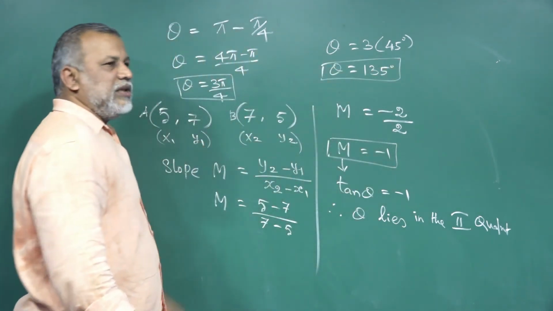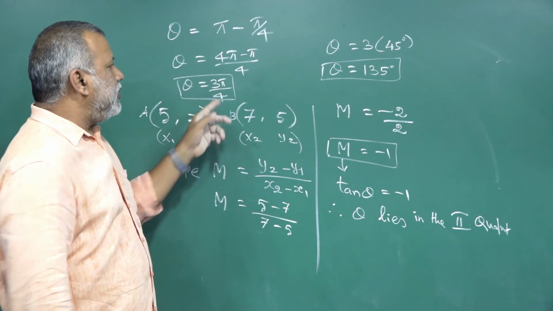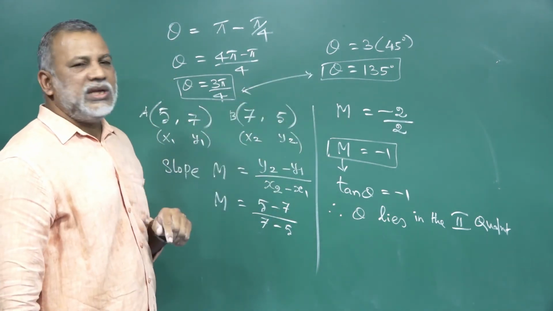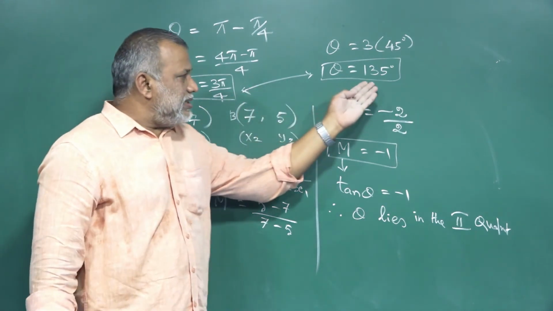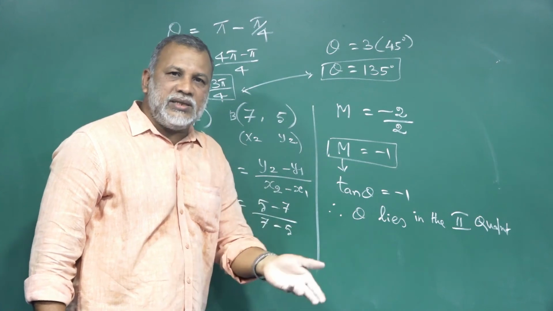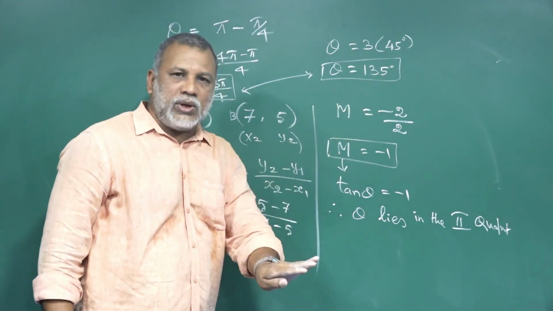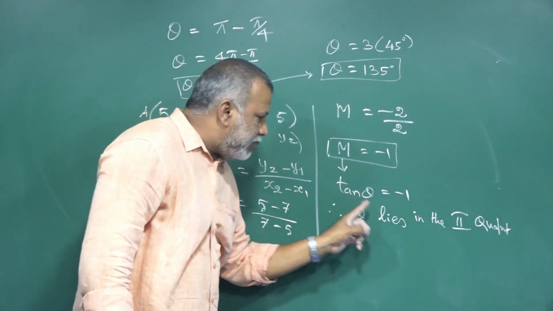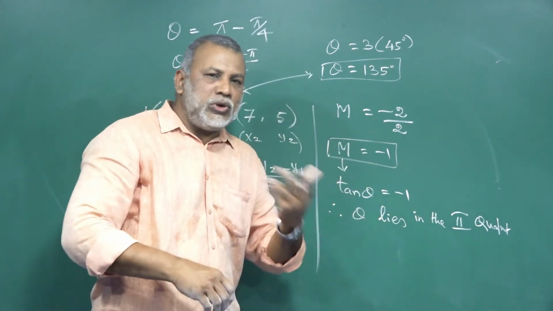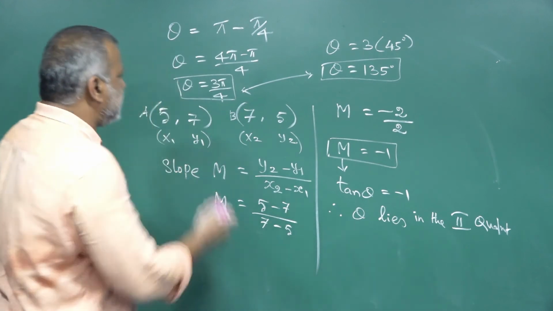So 3 pi by 4, or in degrees, theta equals 135 degrees. Think about this theta. 135 means an obtuse angle, more than 90. Obtuse means it lies in the second quadrant. See the explanation: tan is negative, theta lies in the second quadrant. So you are able to take the diagrammatic explanation also.